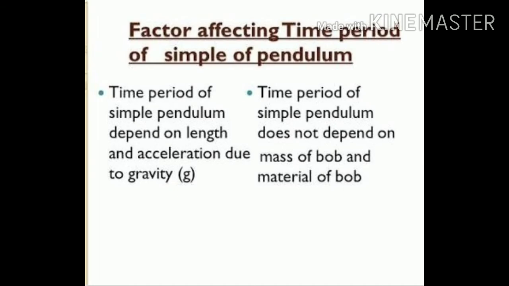Factors affecting the time period of a simple pendulum are: the time period of oscillation is directly proportional to the square root of its effective length. Time period of oscillation is inversely proportional to the square root of acceleration due to gravity. Time period of oscillation does not depend on the mass or material of the body suspended. It also does not depend on the extent of swing on either side, that is the amplitude.